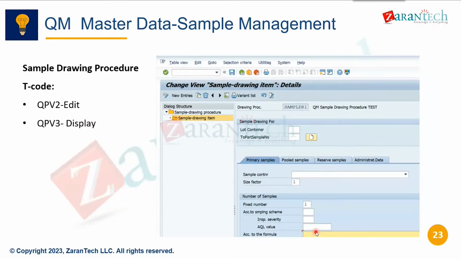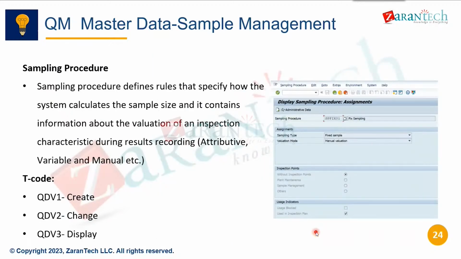So next is the sample drawing procedure, the sampling procedure. This is a very mandatory master data, where it plays a key role during your results recording. This sampling procedure defines the rules of how the system calculates a sample, and also here we will define how the valuation has to be done for that particular characteristic during your results recording.